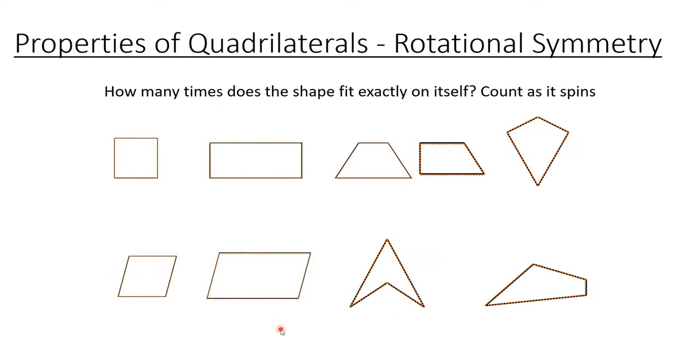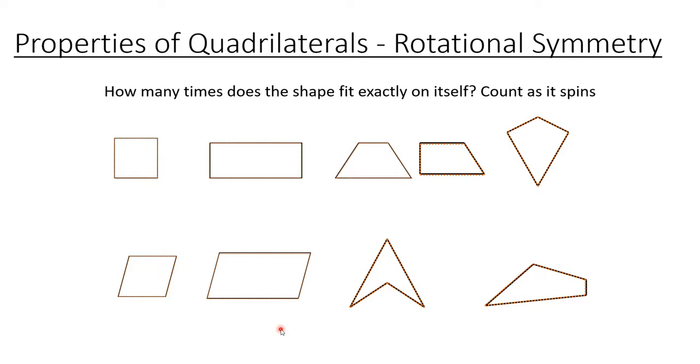Now, rotational symmetry. How many times does the shape fit exactly into itself as it spins? So rotational symmetry is basically, as you're spinning your shape, how many times can you fit it into itself? So have a look at the square, pay attention. If you need to rewind and play it again, it might help. So our square goes 1, 2, 3, 4. So from its starting point, I'll do it again.